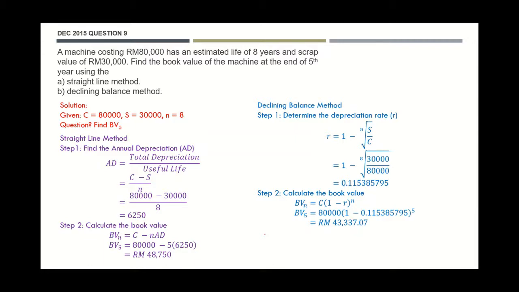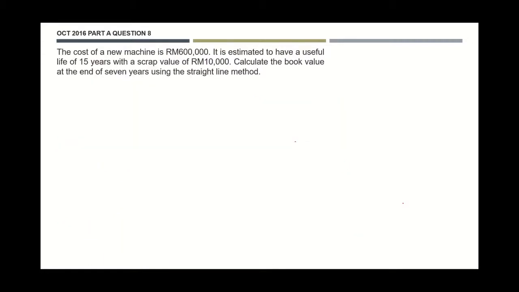So let's look at the second question. The second question is from the past semester exam, October 2016, part A, question number 8. Okay, so it's stated here that the cost of a new machine is 600,000. It is estimated to have a useful life of 15 years with a scrap value of 10,000. The question is to calculate the book value at the end of 7 years using the straight line method.